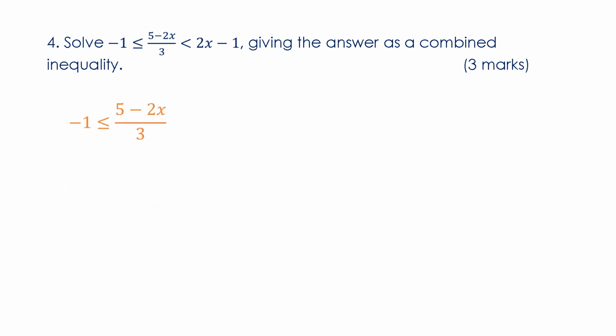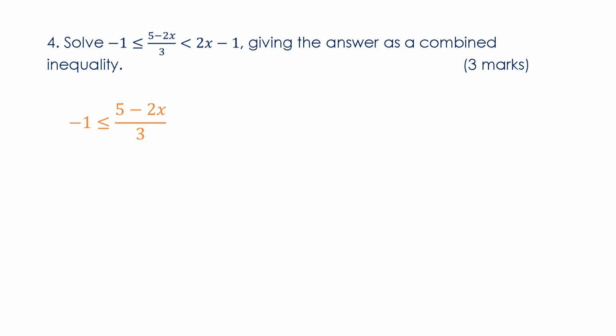So with the first, we'll have -1 less than or equal to 5 minus 2x, the whole of it over 3. You can treat this as a fraction and an equation, but don't introduce an equal sign here because it's an inequality, just to be on the safer side. So you can decide to multiply by 3 on both sides to eliminate the denominator.